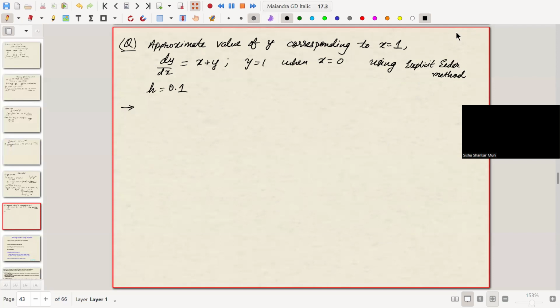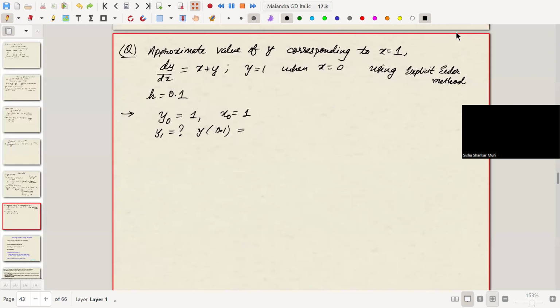Okay. So just the first step: y naught is given to you as 1, right? When x naught equals 0, can you find y1? y1 is y at 0.1, that is equal to y i plus 1 equals y i, the previous step is 0, right? y at 0 plus h into f of x i, y i. What is x i? 0. What is y i? 1. Yeah, so you can get y at 0.1.